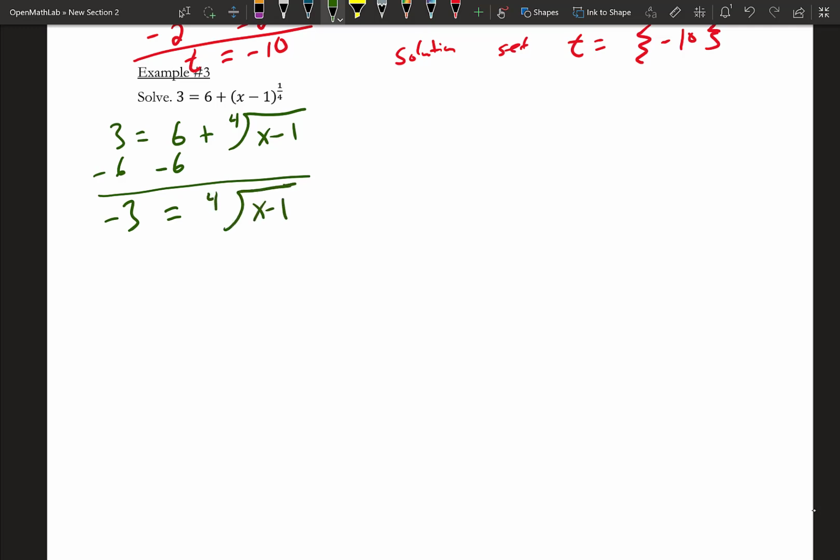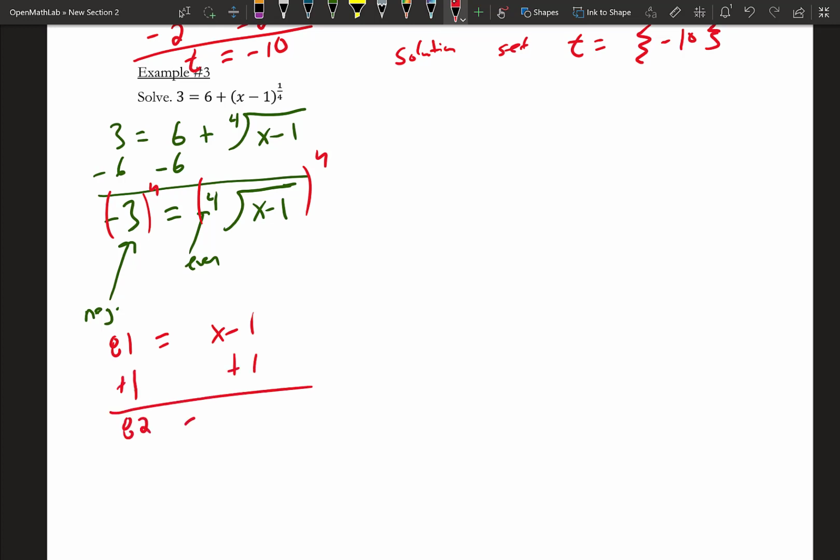And immediately, you should be able to know that this doesn't have a solution, because I have an even index, and over here I have a negative answer for that 4th root. So we could keep going and get a possible solution. If I take both sides to the 4th power, we would get 81 equals x minus 1, and then add 1 to both sides, and I get 82 equals x.